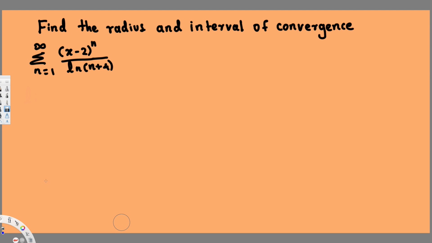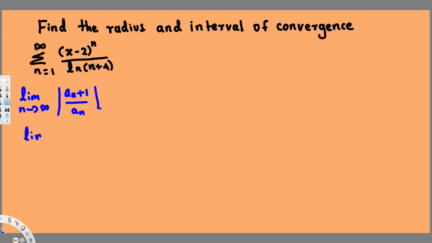Let's do this problem right here. This question is asking to find the radius and intervals of convergence, and let's see how we can do this. The first thing we have to do is take the ratio test, and the ratio test is going to be limit n approaches infinity of a_(n+1) over a_n, right? And wherever we have n, we are going to just add one more to that.